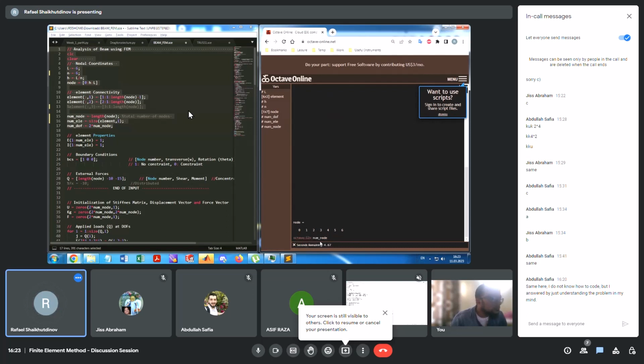Is this 7? Yes. So the number of elements will come out to be 6. If you just write size of element, size open bracket element and closing bracket. No, not necessarily. I just tried. I want to say something about it.